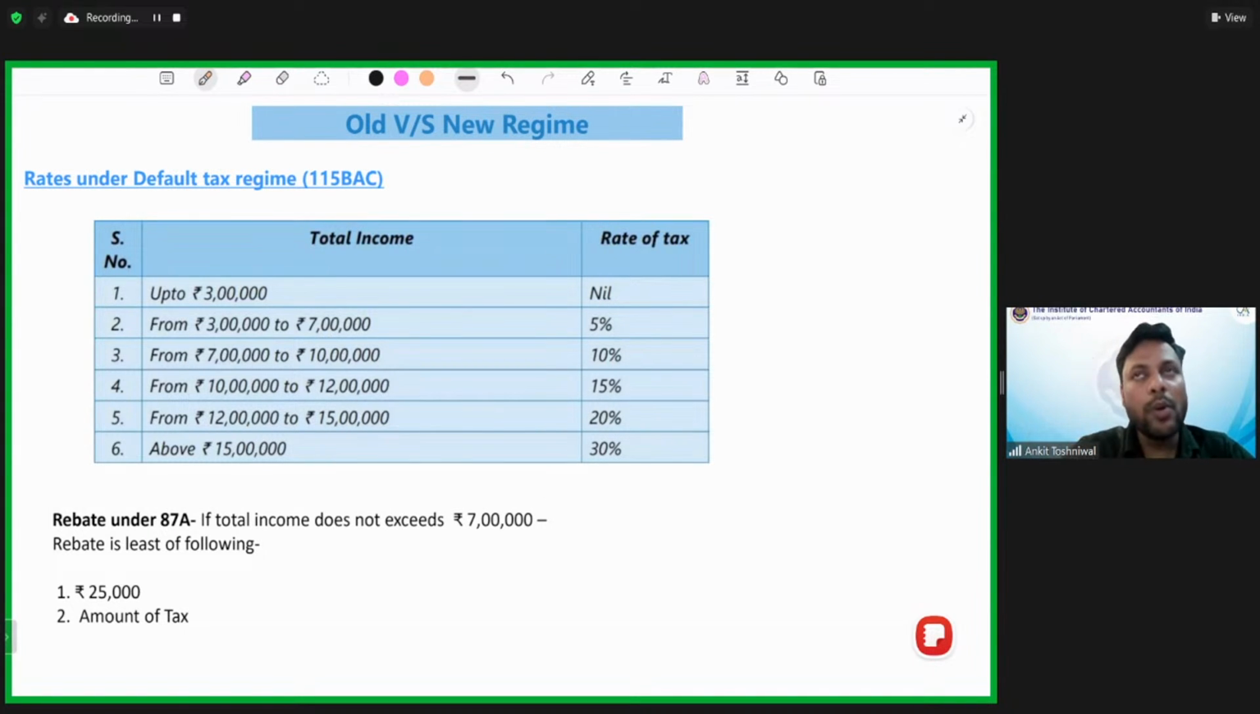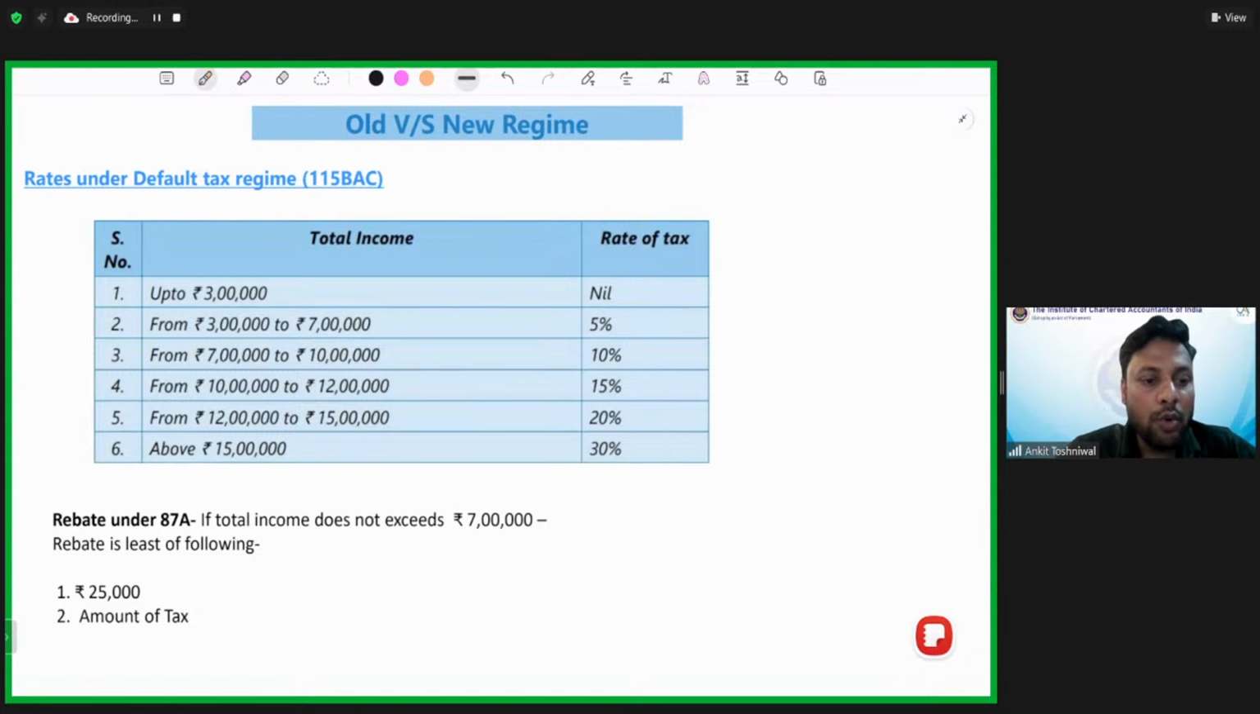Fine. However, we will study under the heads that some exemptions and deductions are not available under the new regime. Getting my point? Say yes or no.